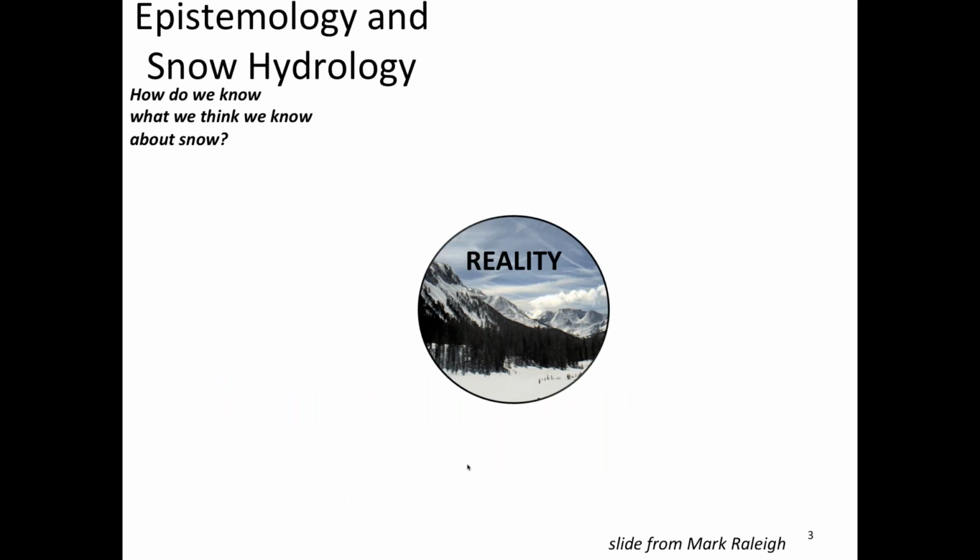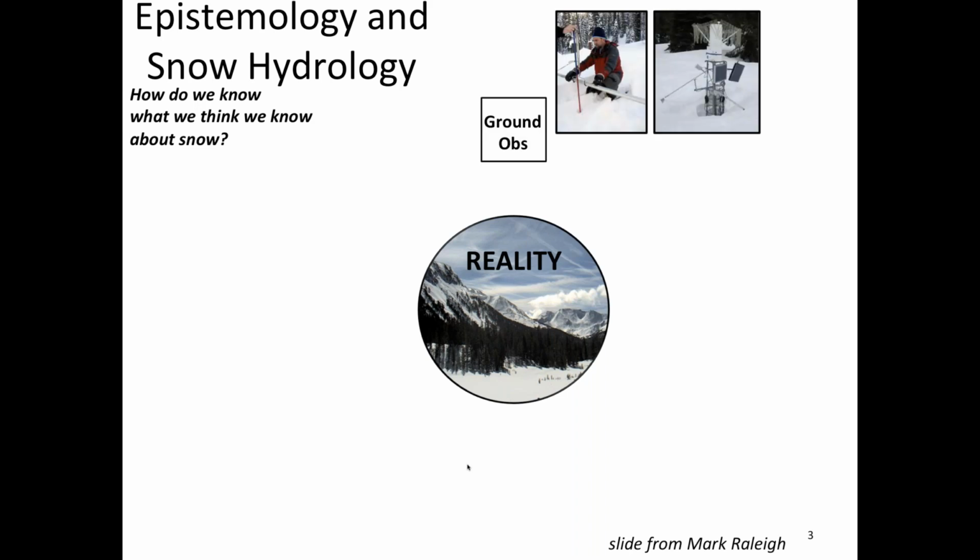So in acknowledgements, this is a slide put together by Mark Raleigh when he finished his PhD dissertation. And he posed the question, how do we know what we think we know about snow? He started with a picture of, most of us are interested in snow because we've gone outside at some point in time, and we've looked at it and we see reality. There's snow somewhere in a mountain. We want to know something about it. But how do we know about reality?